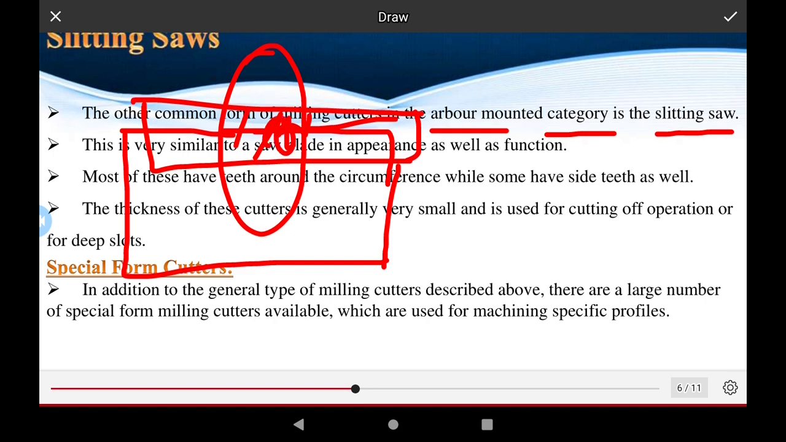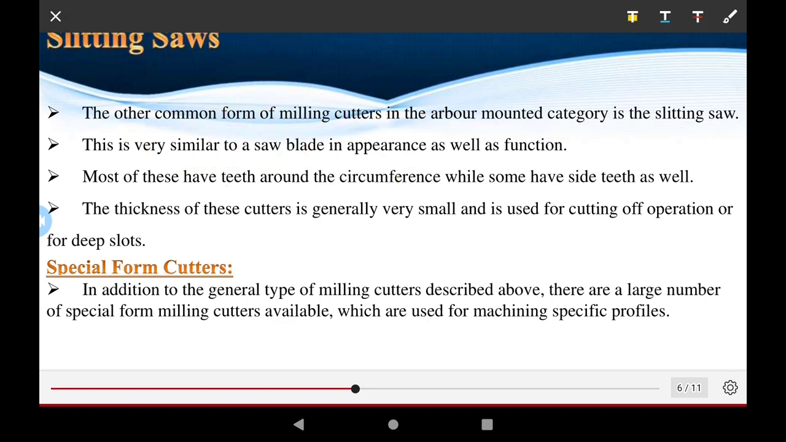The tool rotates and cuts the workpiece into two parts, cutting the metal across the thickness of the workpiece. It is very similar to a saw blade in appearance as well as function. It cuts a very thin slit, dividing a single piece into two parts with the help of a very thin milling cutter.